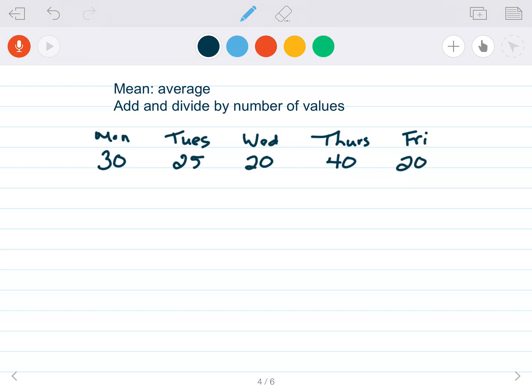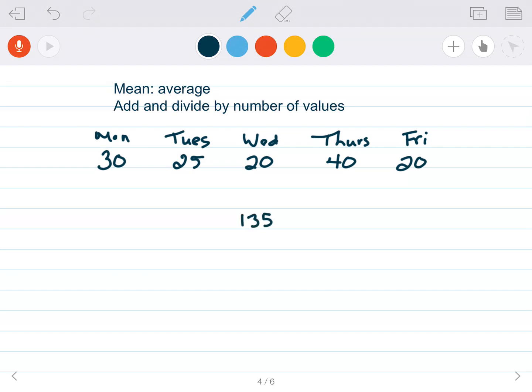So how would we figure out if you met that goal of working an average of 25 minutes per day? Well, what you would have to do is take all of these values, 30, 25, 20, 40, and 20, and add them all together. And I do not care if you use a calculator because honestly, you know how to add, and it's pretty basic. Adults use calculators all the time. As long as you know how to add, I'm not going to spend a ton of time making you do that kind of calculation. So anyway, you would add these all up. You're going to get a sum of 135.